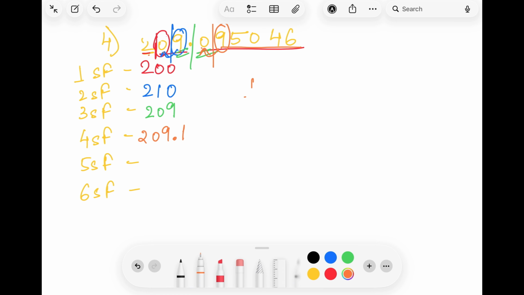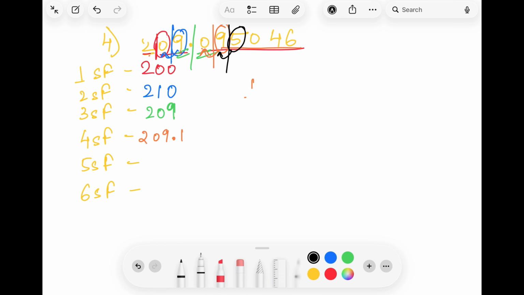Then we will move towards the fifth. 5 significant figures. So fifth means after 9. So after 9 I put a dash. Next number is 5. So if it is 5 or more than 5, we add 1 to the previous number. So what does this become? 209.10, right? Because we add 1. 9 plus 1 becomes 10. So this becomes 1. This becomes 0.